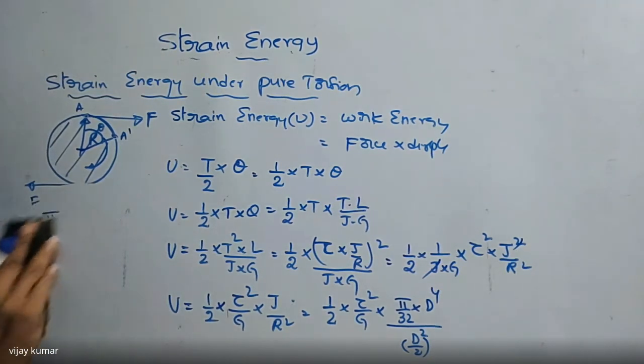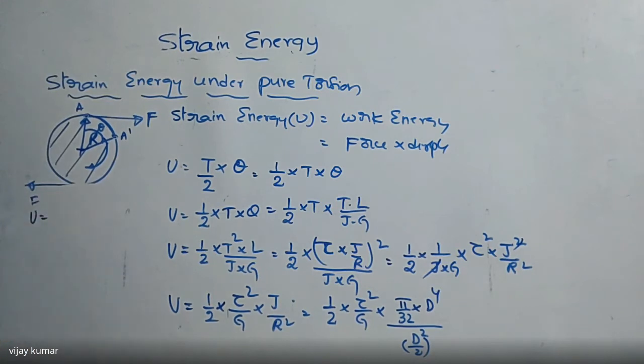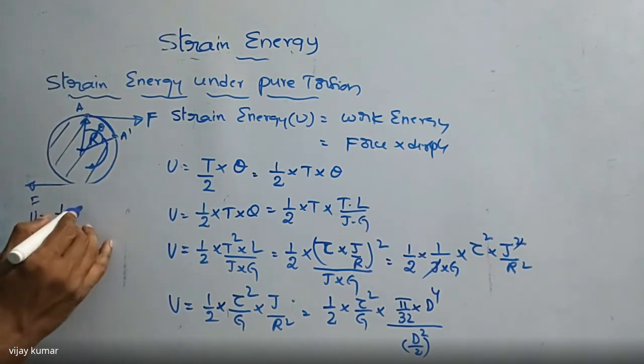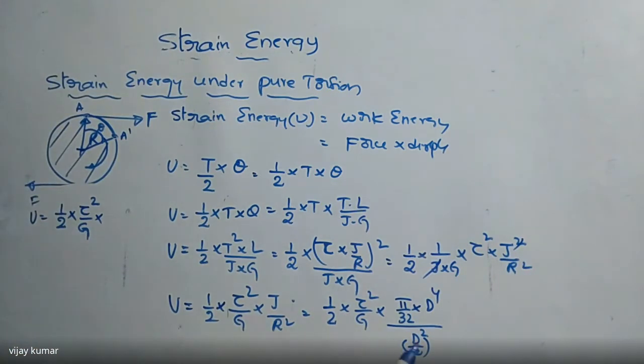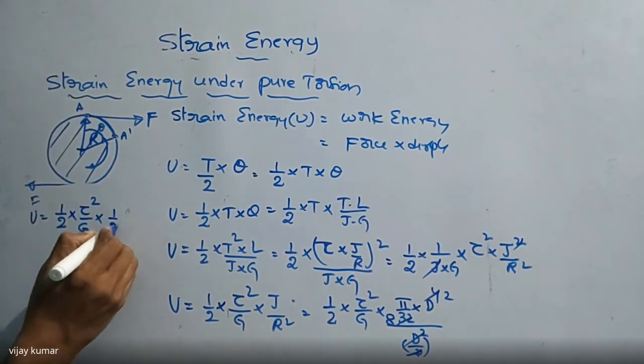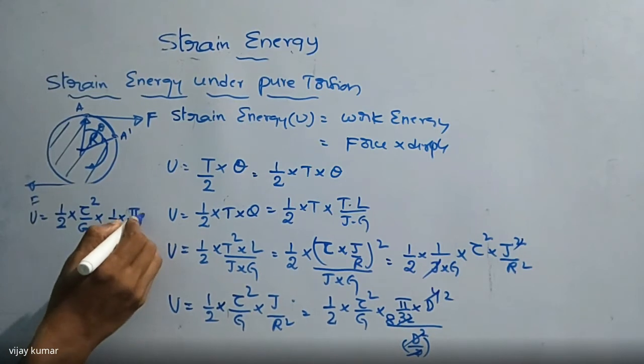Now I am writing here, U is equal to half into half into tau square by G into, so here 4 is here, we can get here 8 times 1, d square is cancelled. Here we are getting d square. So I am writing that value, 1 by 2 into pi by 4 into d square.